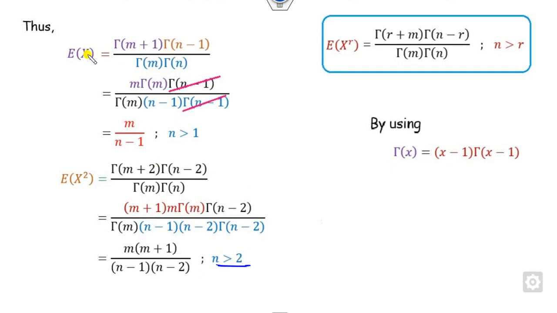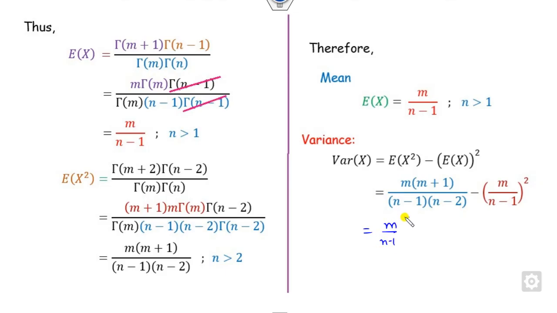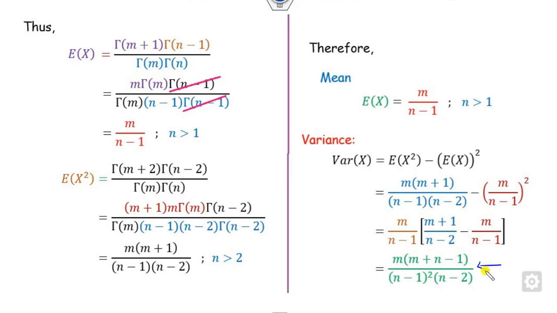So once you are finding E of x and E of x square, therefore the mean is m upon n minus 1, and the variance is this. You can substitute the value of E of x square here, and after simplifying you can see m upon n minus 1, you can take it common from both sides, and after the simplification you will get this as the expression. So this is the mean, and this is the variance of the beta distribution of the second kind.